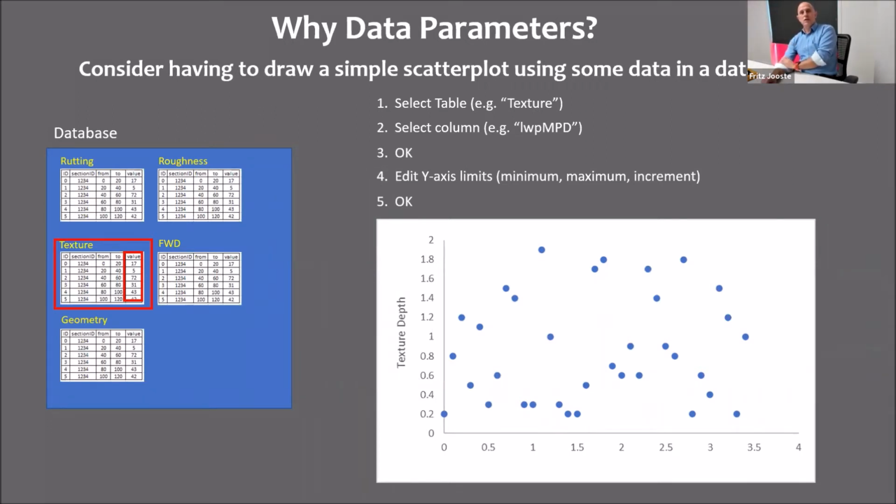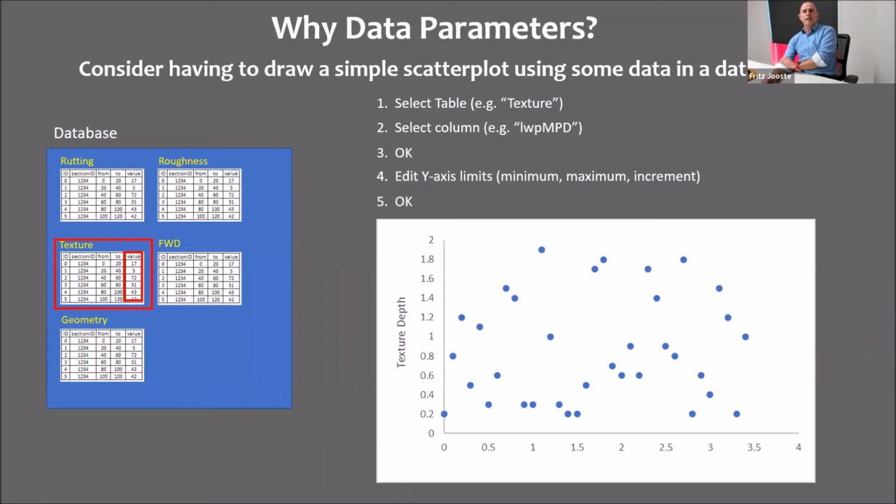But what if you want to see for that same section, you are in a hurry and you want to see rutting, roughness, texture, FWD, and so on? Then you're going to have to repeat these 5 steps for every one of them. And that includes each time adjusting your y-axis limits.